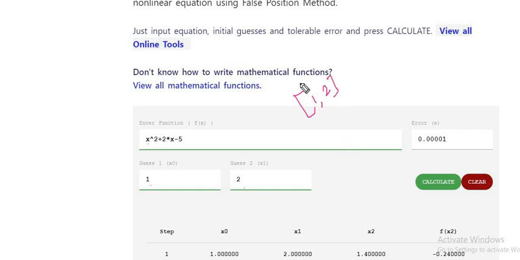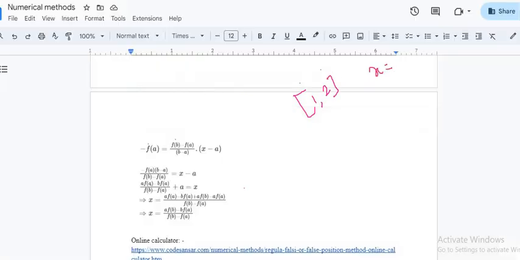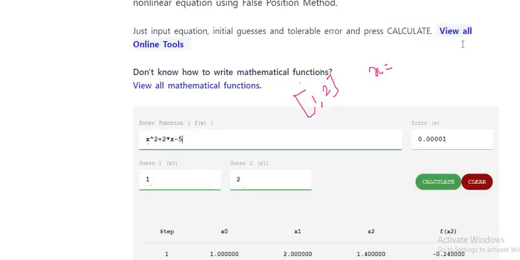Now this will be considered as a and b. So one can calculate the root value. Just check what the formula is for this: a f(b) minus b f(a), divided by f(b) minus f(a). So 1 and 2, this is the interval. First you have to find the value of f of 1. Also you have to calculate f of 2.